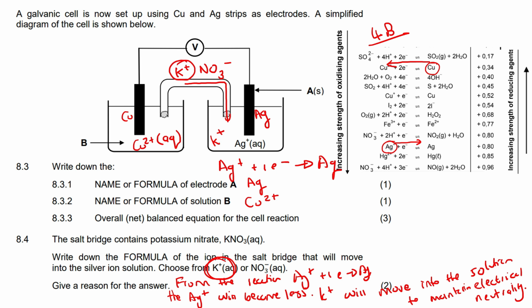Okay, and for those of you that are curious, yes, the NO3 minus would end up going over there. Why? Because in that system, you've got copper turning into copper 2 plus and 2 electrons. So the amount of positive ions are becoming more and more and more. So it's going to cause an imbalance. So the negative ion makes its way into that solution to try to lower that positivity and keep it neutral.